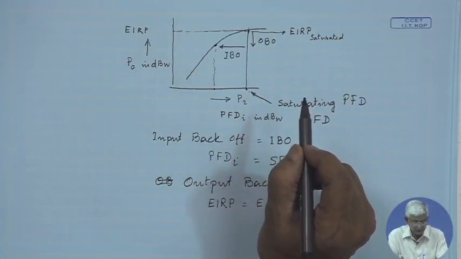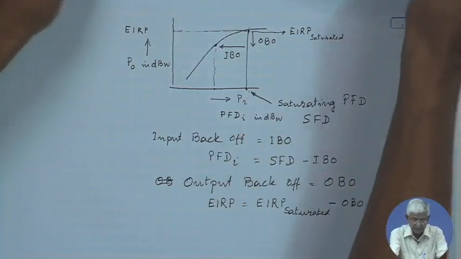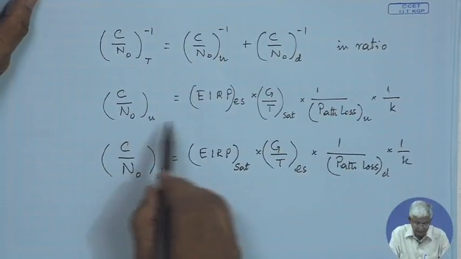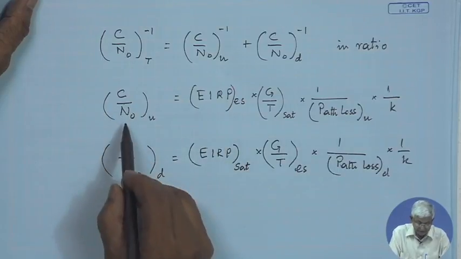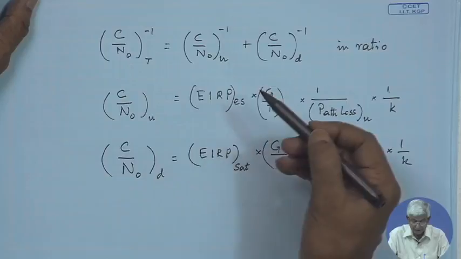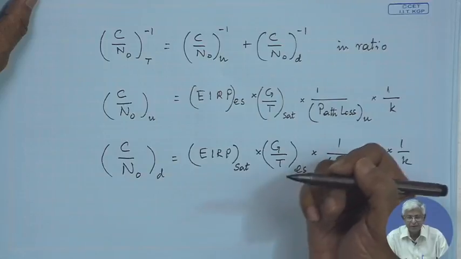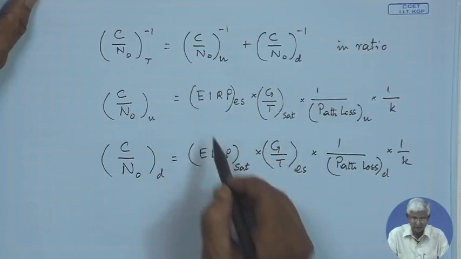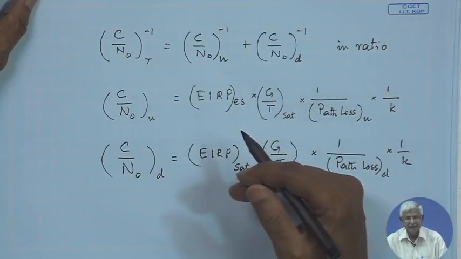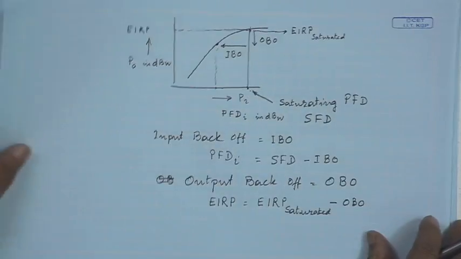Now, let us try to correlate the uplink EIRP and downlink EIRP, or uplink C by N naught and downlink C by N naught, in terms of saturated EIRP and in terms of the saturated power flux density, and that will be correlated to the operating point. So, we have to use input back off and output back off. Let us try to do some jugglery on the calculation. I hope you have understood the input back off and output back off condition.